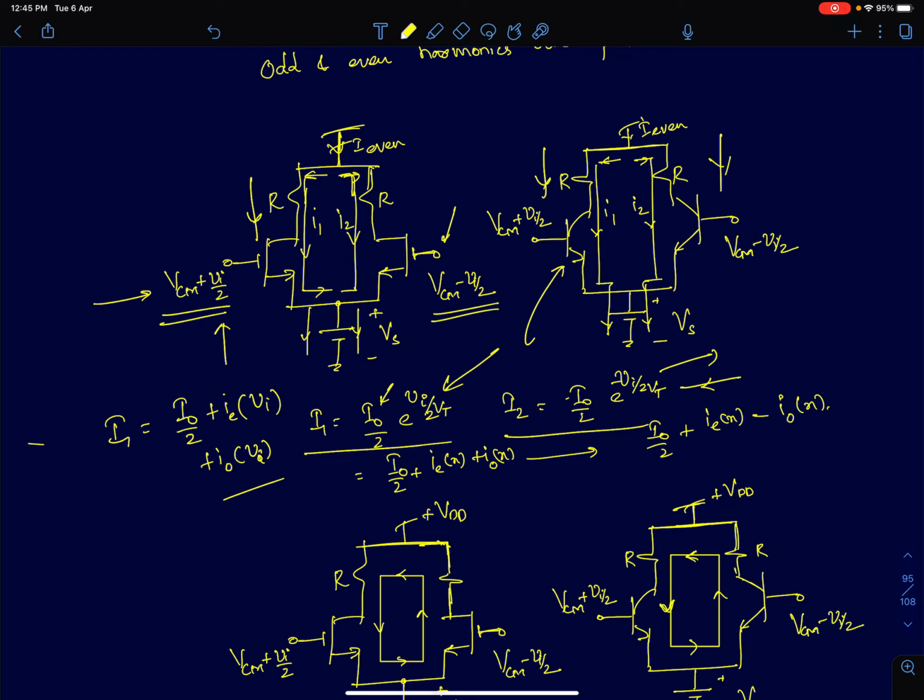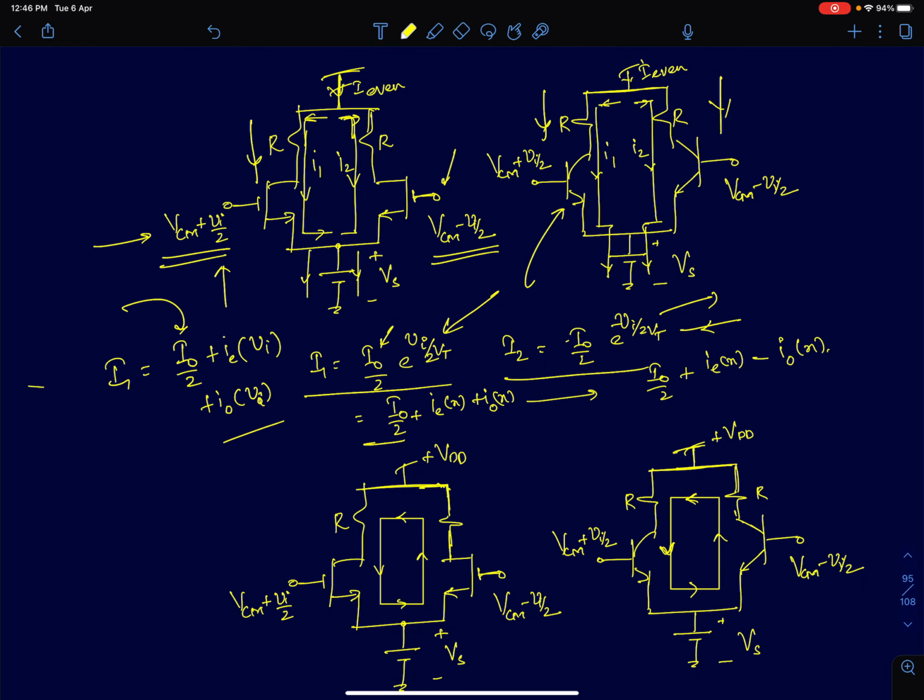What you have to look at is the idea behind them, not the equations: you can split the currents I1 and I2 into three different terms. The first term is a constant current, which is the DC current flowing in the circuit if you don't apply any differential input, Vi equal to 0. That's the DC current flowing in both the transistors, I0 by 2. The current is going to split equally. The second term is the even component of the current, which depends upon Vi and contains terms proportional to even powers of Vi. And the third term contains the odd powers of Vi.